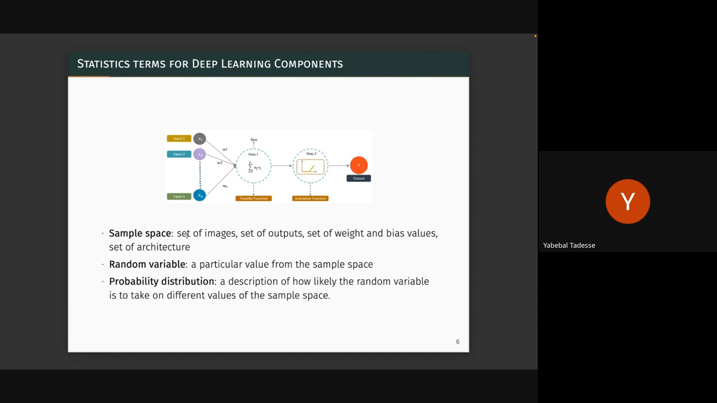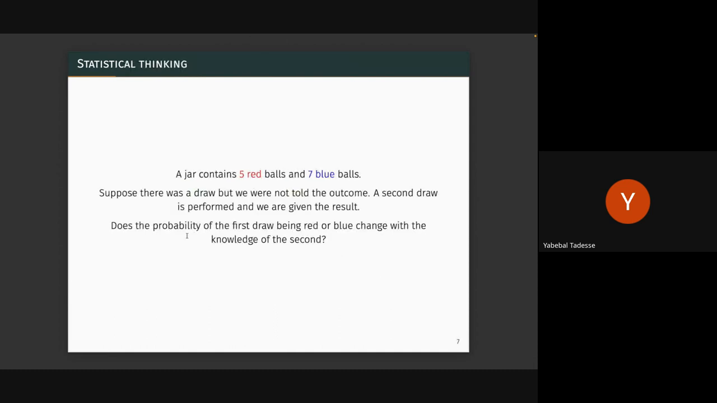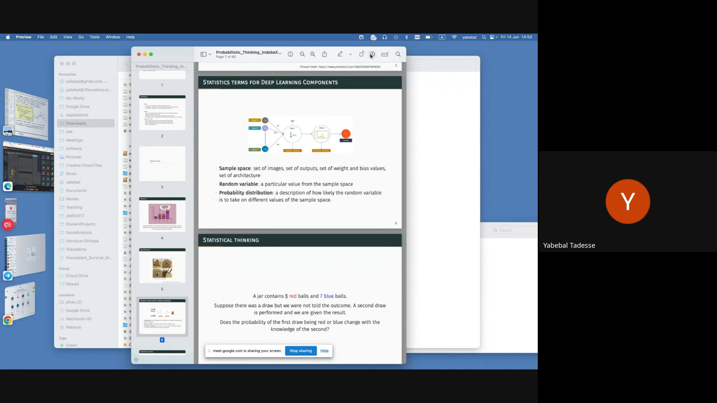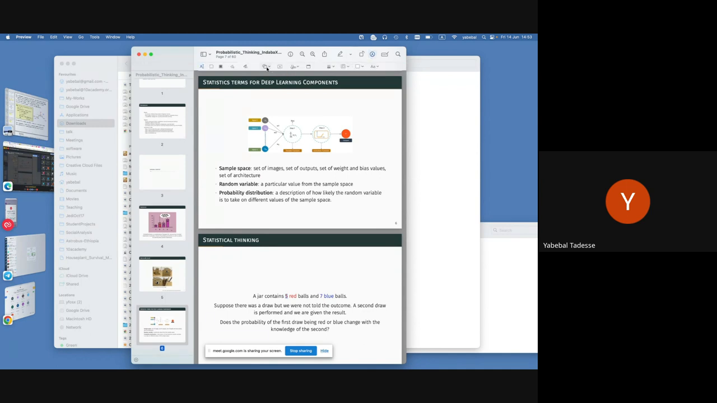Okay, then let's get to some brain teaser. And I want your participation, of course. Without that, I will not continue. A jar contains 5 red balls and 7 blue balls, right? Suppose there was a draw before you came, and no one knew. They didn't tell you. But I am going to make it this one, so that we can make it easy. Let me make it this one.